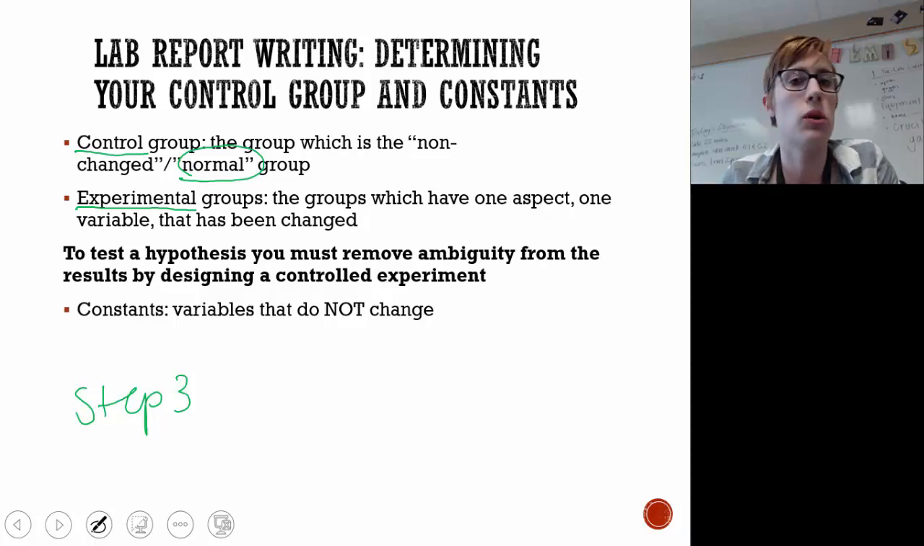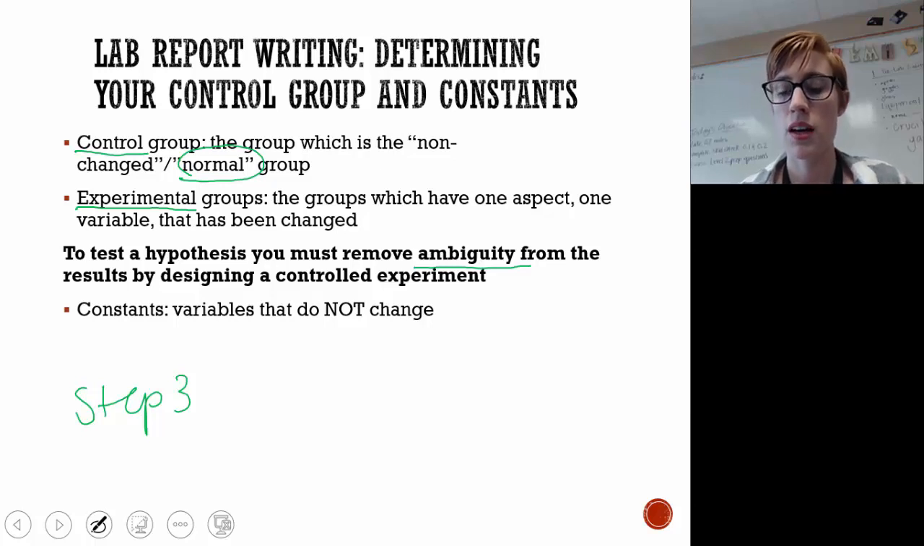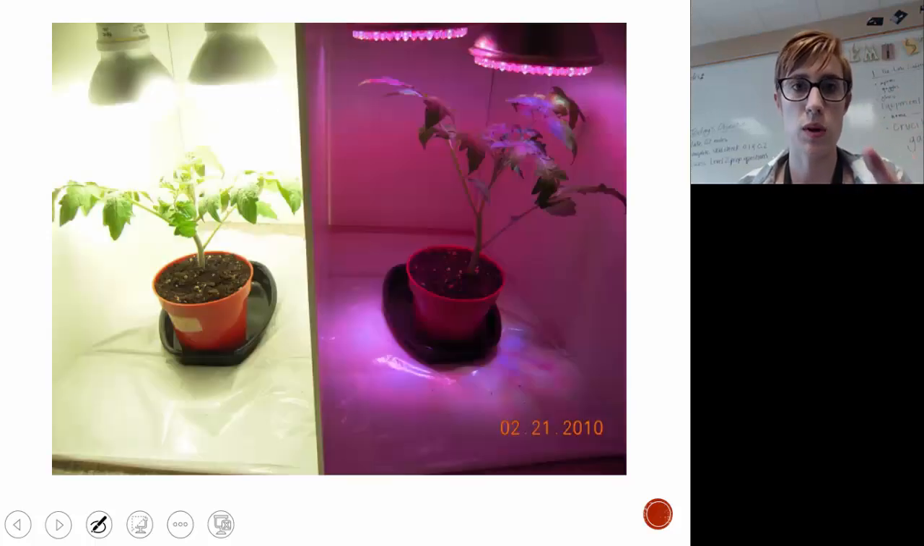Because that's the normal way a tomato plant grows. In order to test a hypothesis, you also want to remove any ambiguity from the results by designing an experiment that is controlled. So what do I mean by that? Well, in the experiment with the plants and the light, I only want to have one variable that I'm changing in order for it to be an accurate experiment.